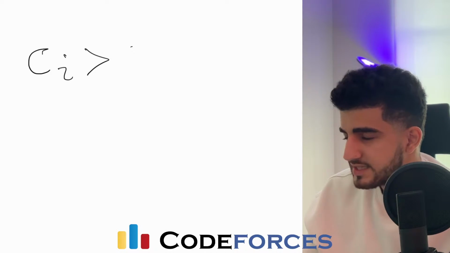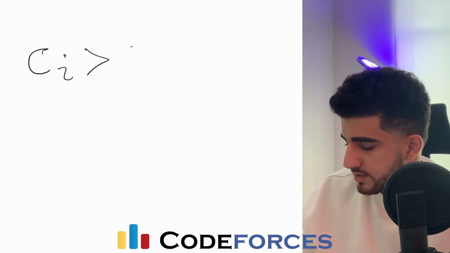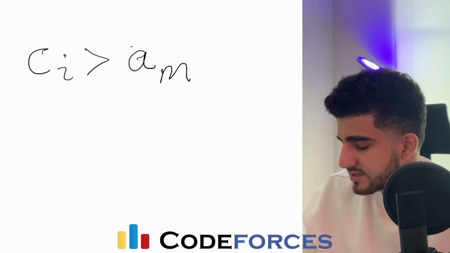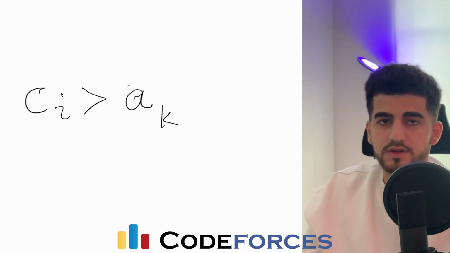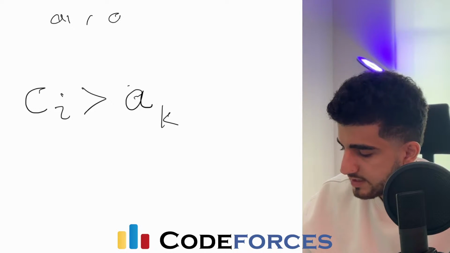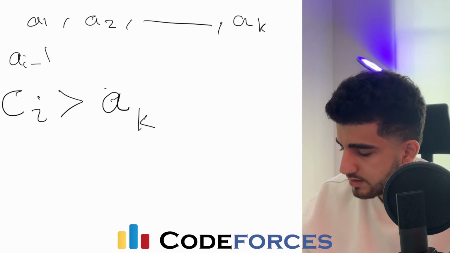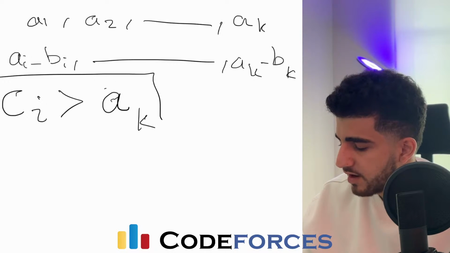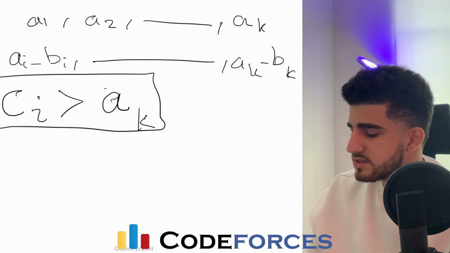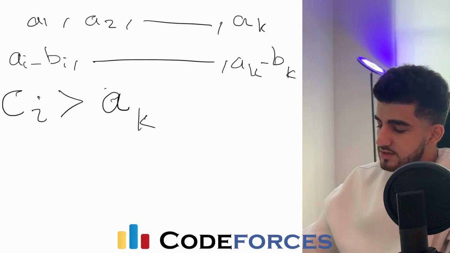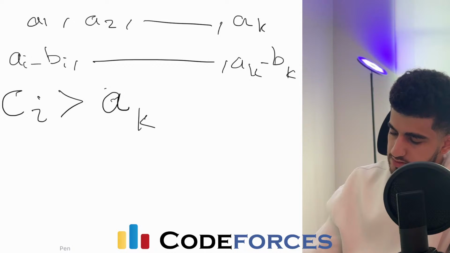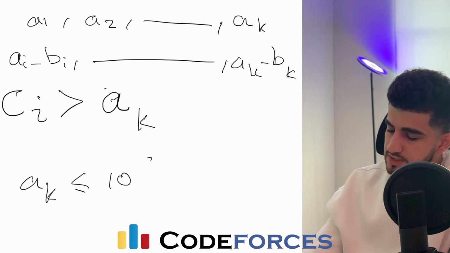I say that if C of I was greater than the value A of the latest weapon, for example, let's call that A of K, and let's say that there are K good weapons left, A1 to AK and A1 minus B1 to AK minus BK, then while C of I is greater than A of K, I can just keep using the last weapon. I know that the A of I's are up to 10 to the power of 6, so A of K is also less than or equal to 10 to the power of 6.